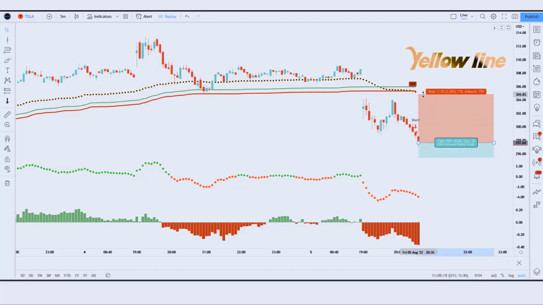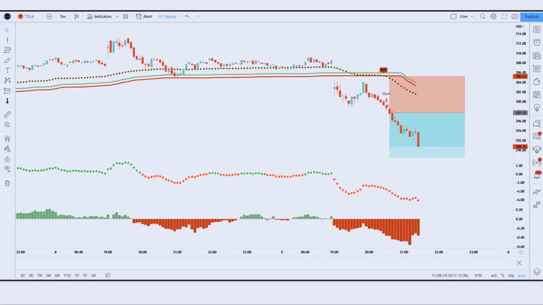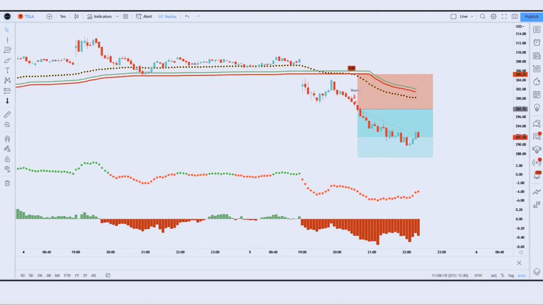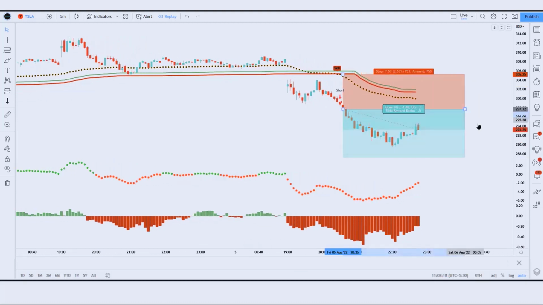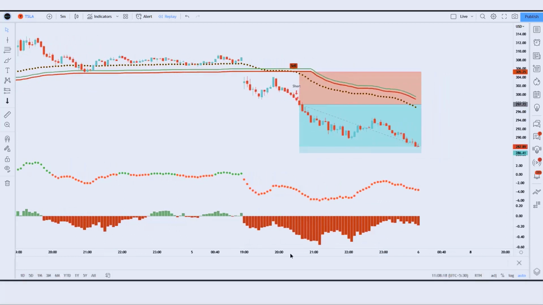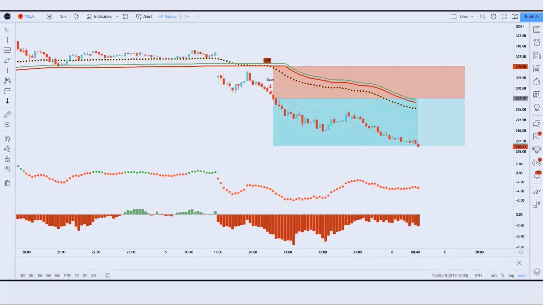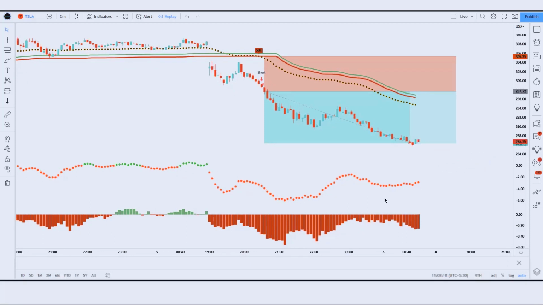Our stop loss will be placed at the yellow line of twin optimized trend. And the risk to reward ratio will be 1:1.5. Let's see what happens to our trade. Our trade is running in profit. We have won the trade. Let's find the next trade.